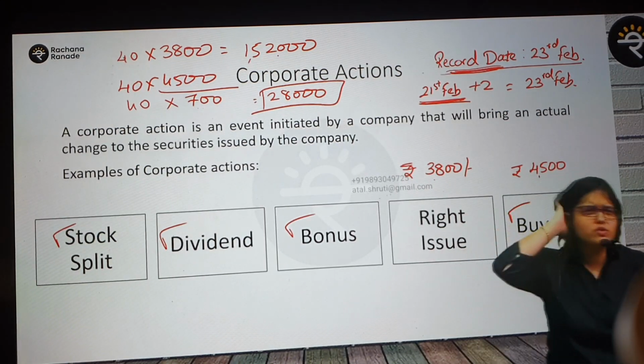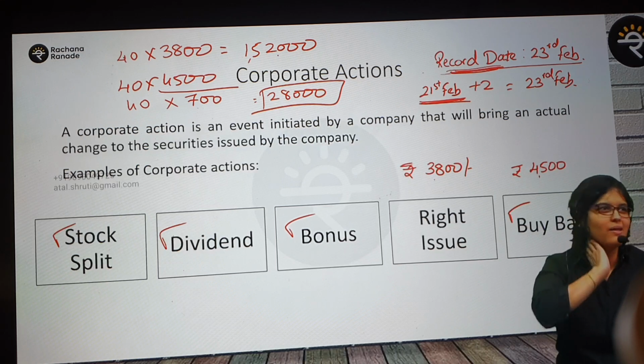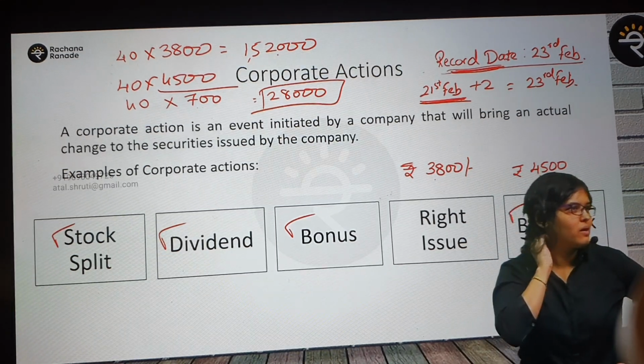Number two, can promoters also participate in the buyback? Can promoters also participate in the buyback?